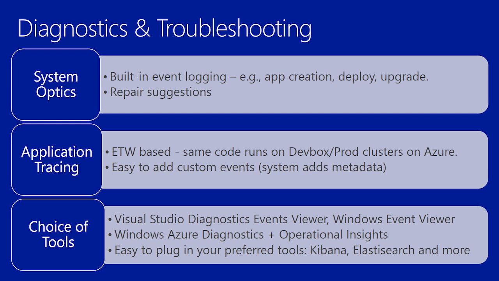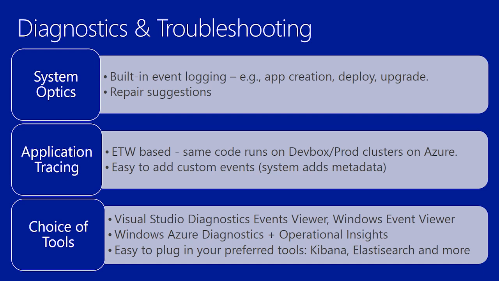In order to help diagnose your application and troubleshoot what went wrong in your live service, Service Fabric again offers you a lot of powerful primitives. It provides a variety of system optics that are built in, so all the important events such as app creation, deployment, and upgrades are always logged. It also provides repair suggestions in case something goes wrong. And again, all of this is ETW based.